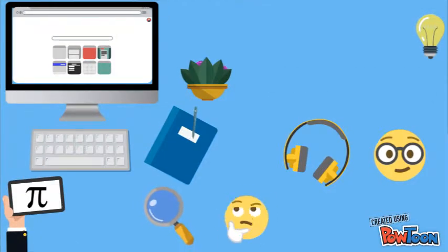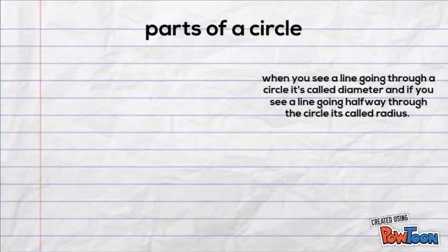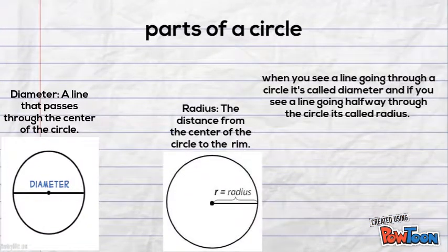How to find the area of any circle. When you see a line going through the circle, it's called the diameter. And if you see a line going halfway through the circle, it's called the radius. Radius: the distance from the center of the circle to the rim. Diameter: a line that passes through the center of the circle.